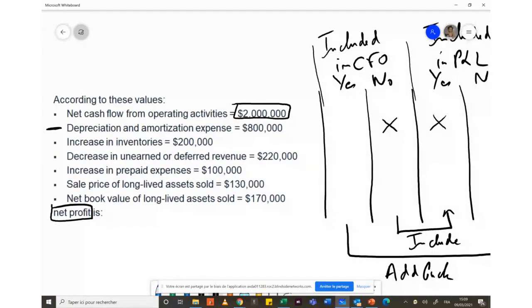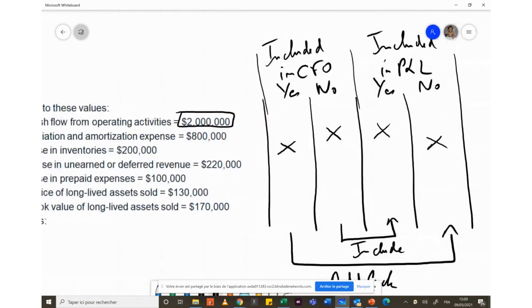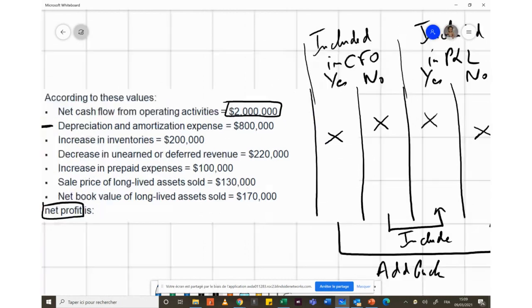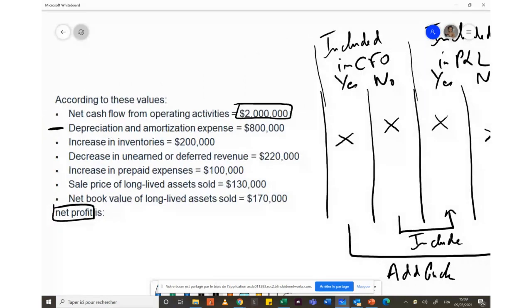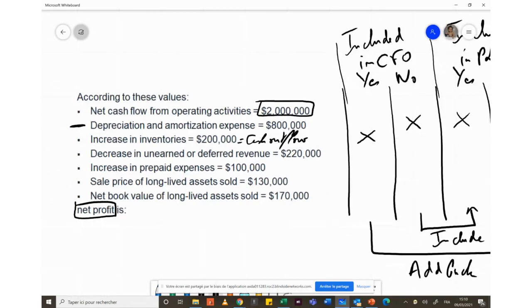Increase in inventory: already included in the calculation of the operating cash flow, but we don't care about this one in the P&L, because what we want in the P&L is what we sell. Increase in inventory is a cash outflow, and we need to eliminate this one for the calculation of the profit. So we do the reverse. It's minus in the cash, we want to eliminate it because it's not included in the P&L, so it's plus. Plus increase in inventories.